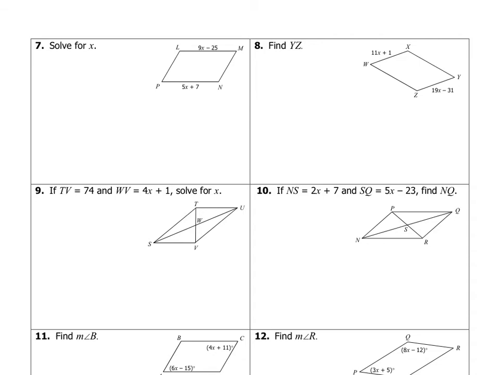I'm not going to do too much of this part with algebra. You guys are really proficient with it by now. So I'm just going to do one example here. Let's do number 10. Number 10 says NS is 2x plus 7, and SQ is 5x minus 23. And we're asked to find NQ. So to find NQ, we must find x, and we need to look for a relationship.